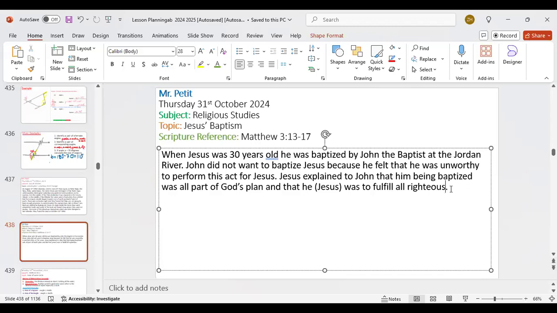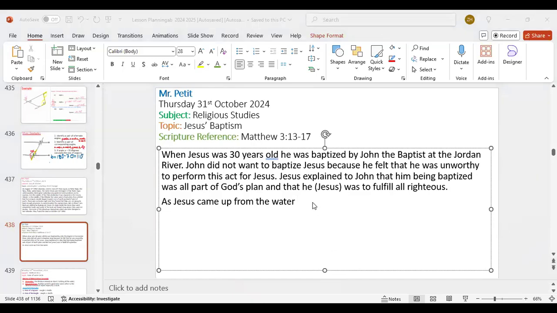And so something happened as Jesus came up from the water. So he was baptized by what type of baptism? Immersion. He was not sprinkled or poured. He did immersion. So as Jesus came up from the water, what happened?